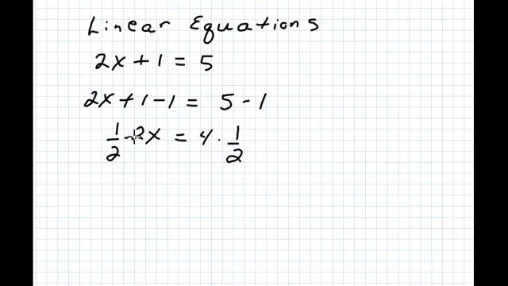And a half times 2 is 1. And so we're left with x is equal to, and then we have 4 times a half, which is just 2. Right? So our solution is x is equal to 2. So we started with an equation and we basically ended with another equation. But it turns out that this is also a solution, x is equal to 2.